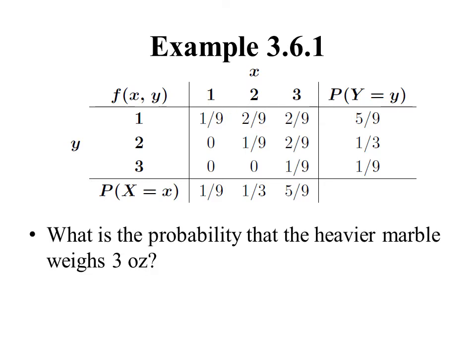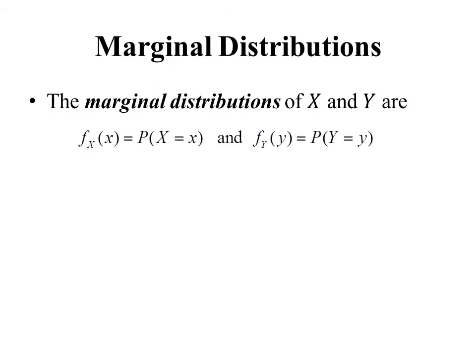So now we might also ask a question about just the heavier marble, for instance. We might ask, what's the probability that the heavier marble weighs 3 ounces? Maybe we're not interested in the lighter marble at this point in time. We just know something about the heavier marble. And so a question like this motivates our definition we call the marginal distribution.